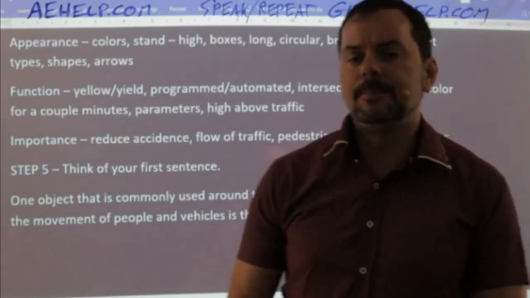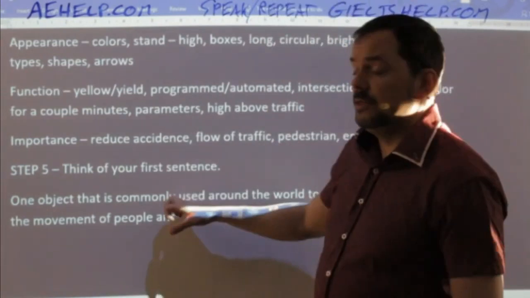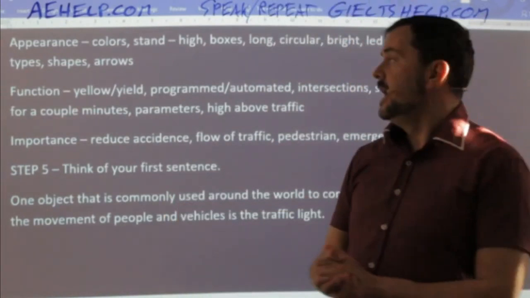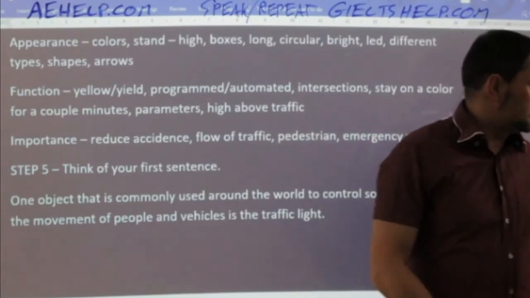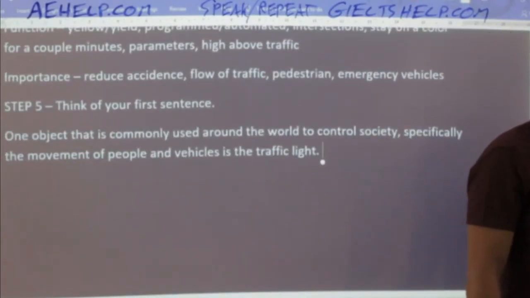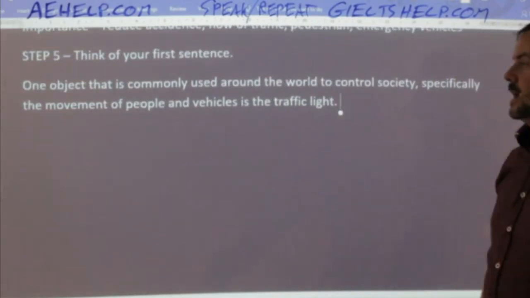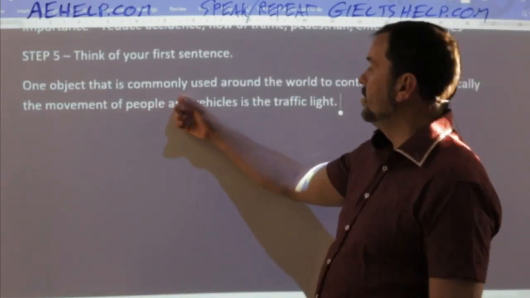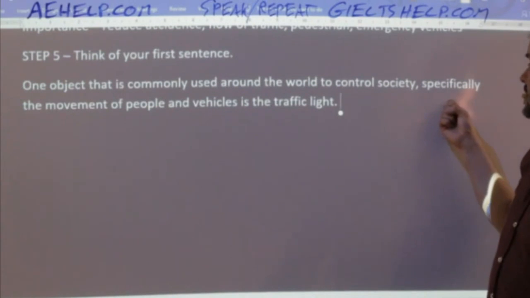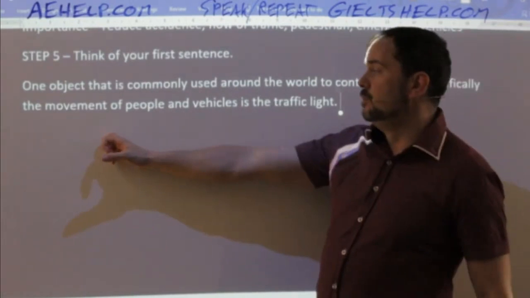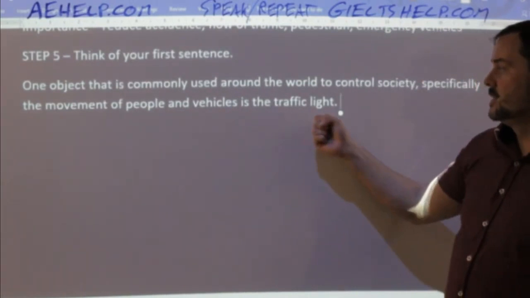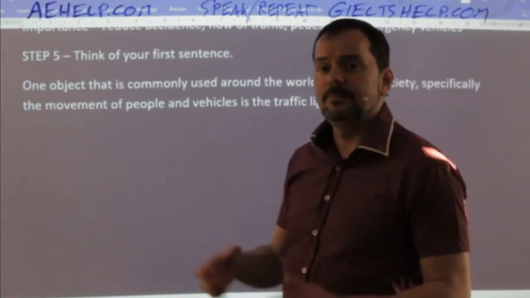All right. This is what I've come up with. Type your own, okay? And meanwhile, speak and repeat. So when the examiner says, okay, Adrian, your 1 minute preparation time is up. Please begin speaking. I would say one object that is commonly used around the world to control society, specifically the movement of people and vehicles, is the traffic light.